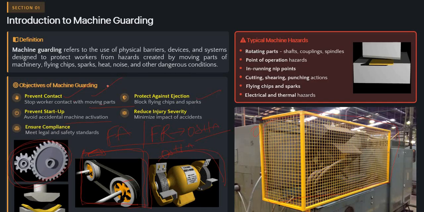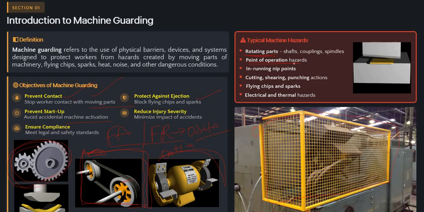So this one you should always keep in mind. It will help you write from an examination point of view. So what are the typical machine hazards? One is rotating parts, that is the shafts and couplings, spindles. And point of operation hazards.